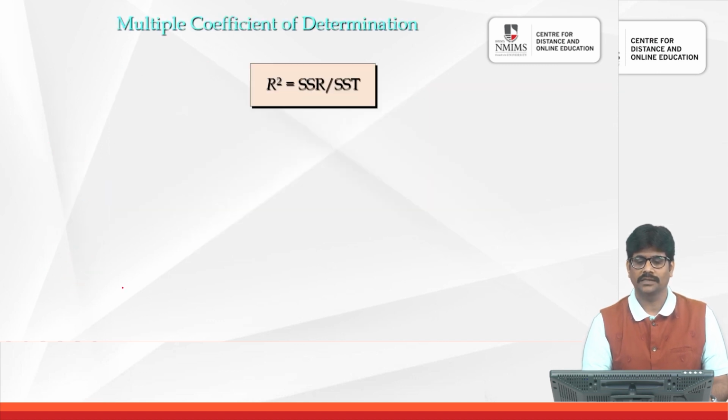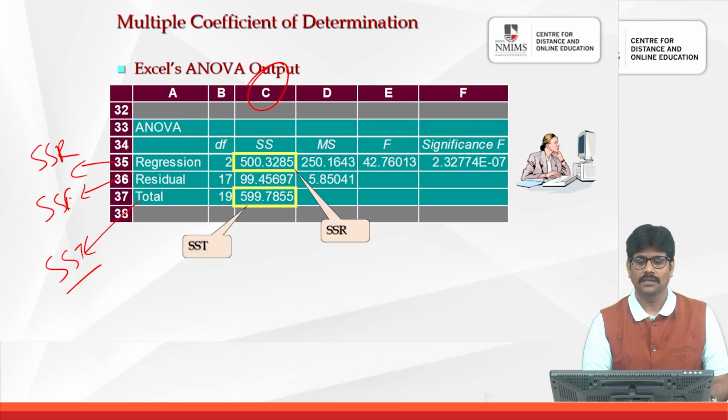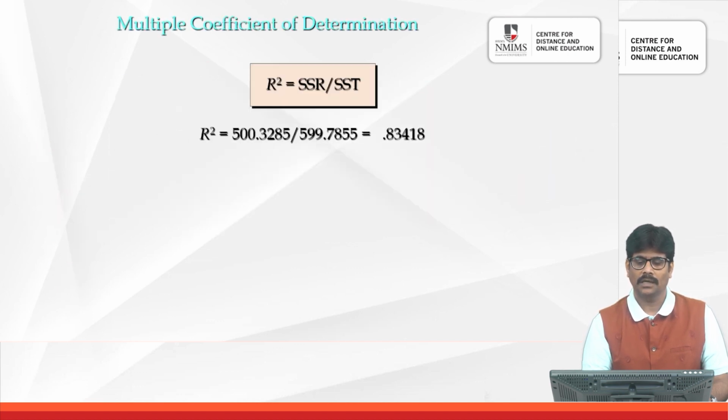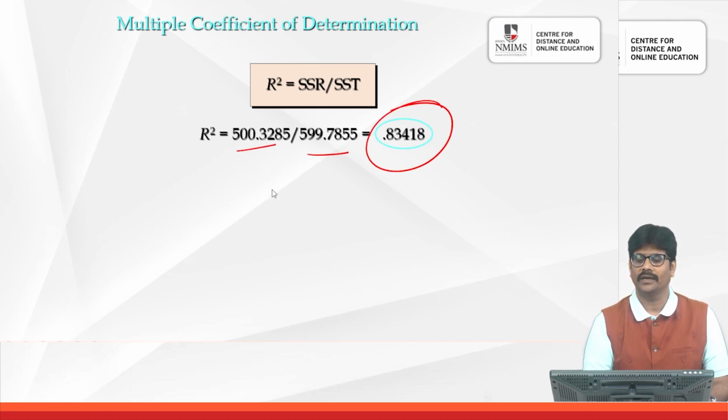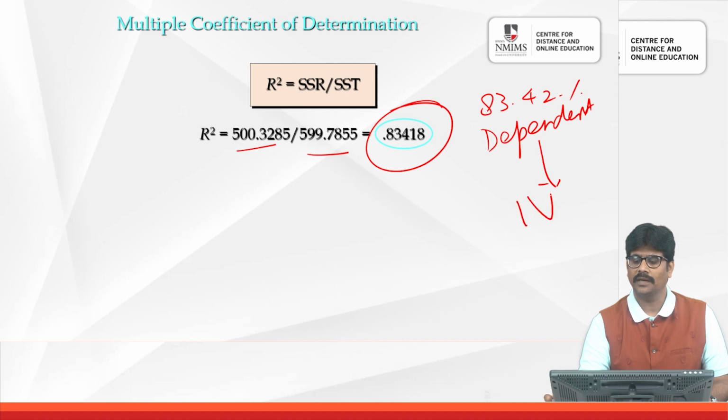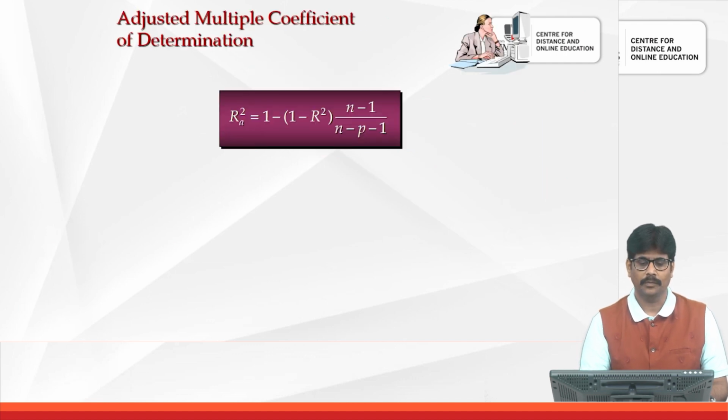Now, R square is given by SSR divided by SST. SSR is this 500.33, let us say, and SST is 599.79. Plugging in the values, SSR and SST, we get the value of 0.83. So, that means what? 83.42% of variation in the dependent variable is accounted for by independent variables, right. That is quite high, that means we can say that it is a good predictive model. So, model diagnostics first step is successful and we can be happy about it.